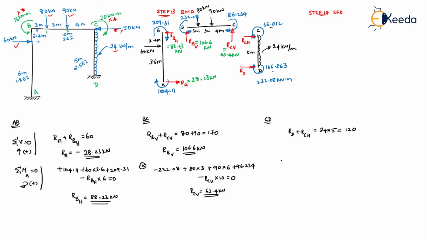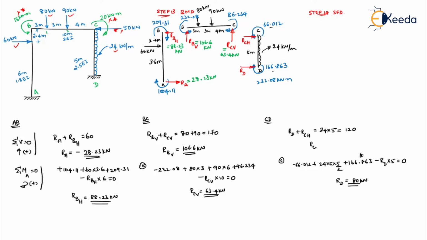Then you do sum of moment about which point? We'll take point C. So that's anti-clockwise there first. So minus 66.012. Then again clockwise 24 into 5 into 5 by 2. Then again clockwise 166.863. Whenever you are writing moment, no need to write the perpendicular distance. Okay. Then minus RD into 5 equals 0. So on simplification, you will get the value of RD as 80 kilonewton.